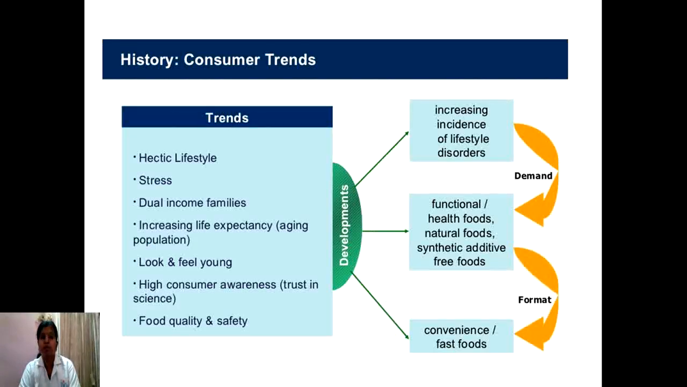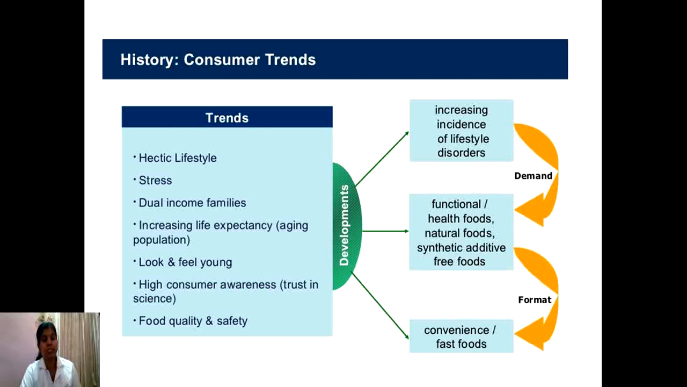When we see the consumer trends, nowadays we are leading a hectic lifestyle and we are very stressed. We have dual income families, life expectancy is increasing, and we want to look and feel young always. There is high consumer awareness, and people have trust in science. Food quality and safety are of main importance in food processing industries as well as among customers.